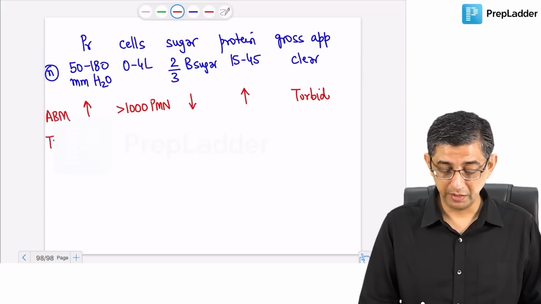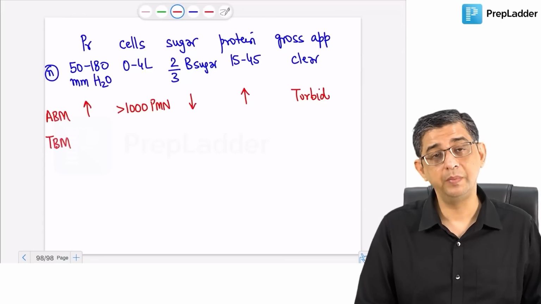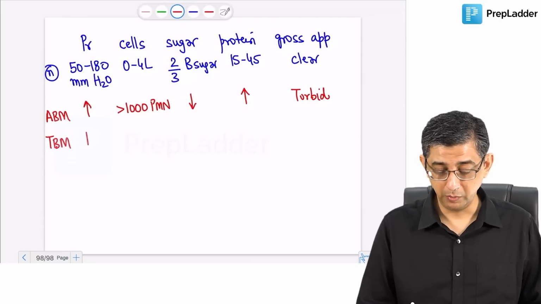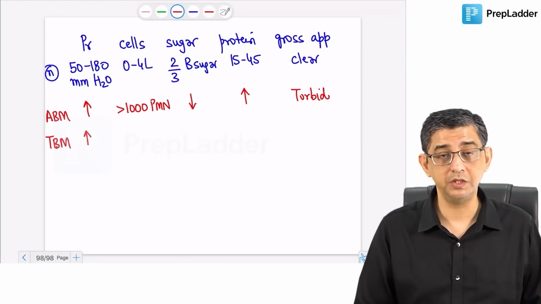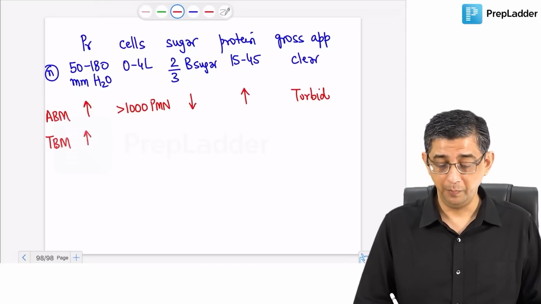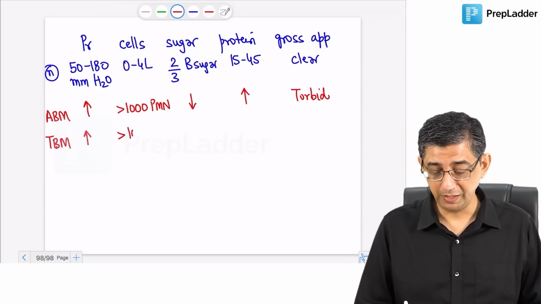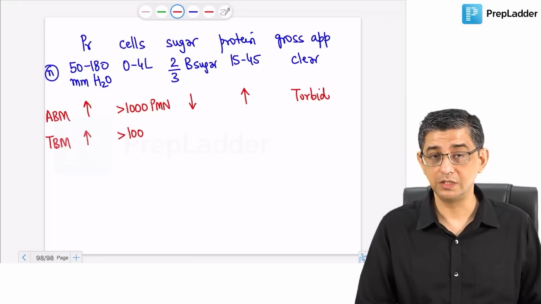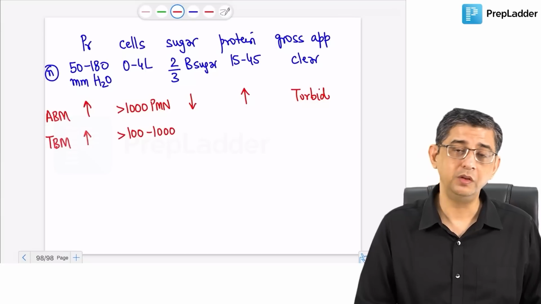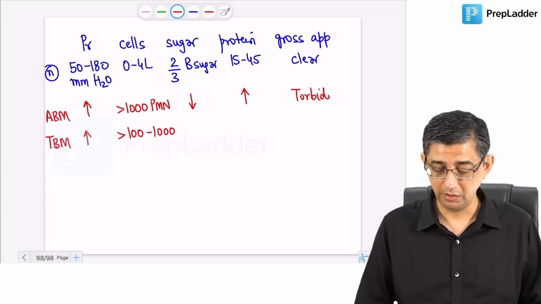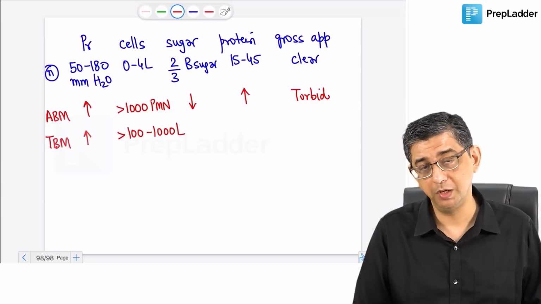Lots of time in Indian exams, they love to ask about tubercular meningitis. The picture would be identical in a sense that pressure would still be increased because choroid plexus irritation would cause more production of CSF, but the cell picture in this case will mainly be lymphocytes. Because it's a chronic inflammation, most of the time you will be noticing something in the range of 100 to 1000 lymphocytes per cubic millimeter.